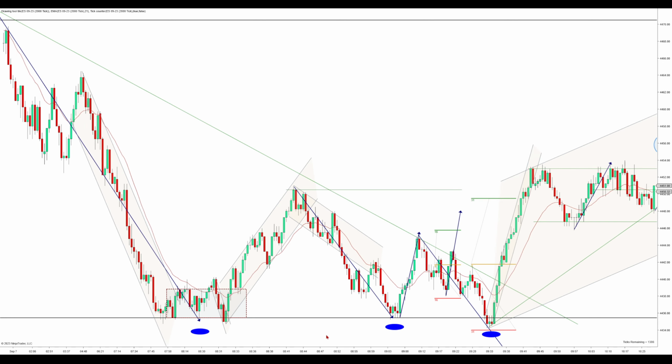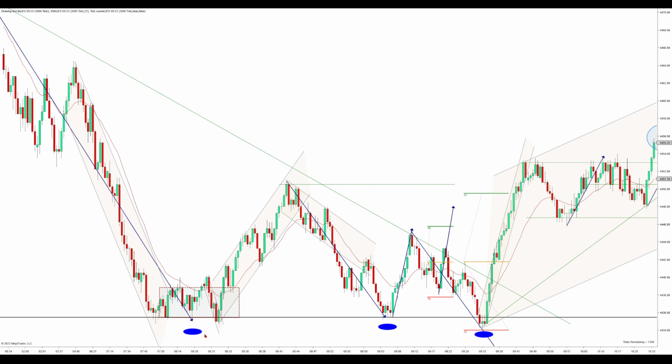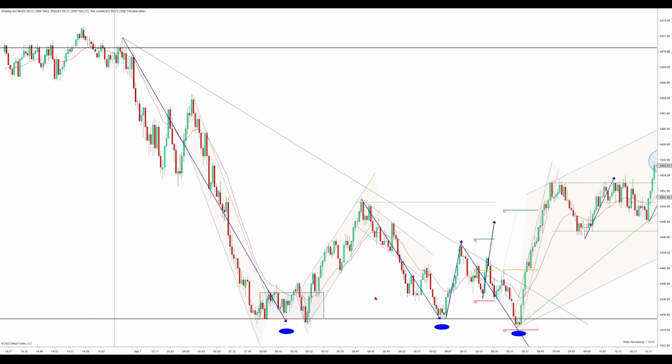Now, I just want to mention at the very beginning here, these three dots represent this big picture triple test right here for this trade right here. I know people are going to wonder about that, so I'll just mention that at the beginning.